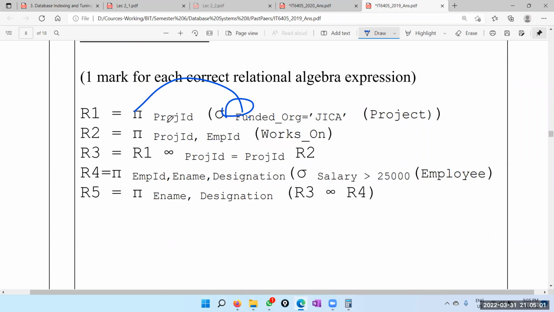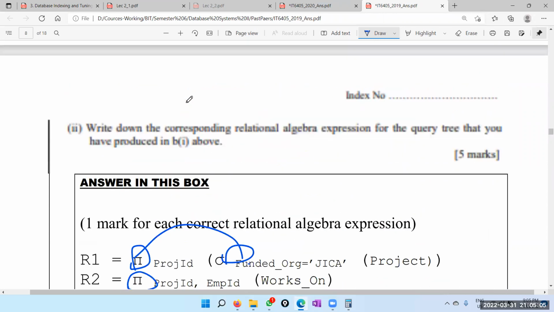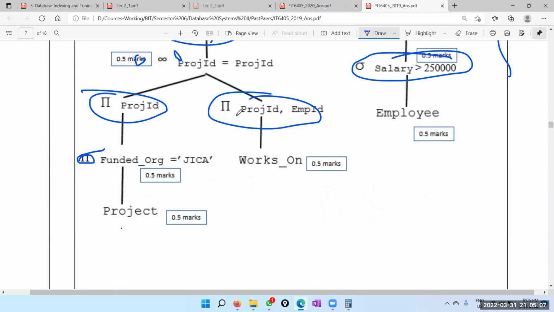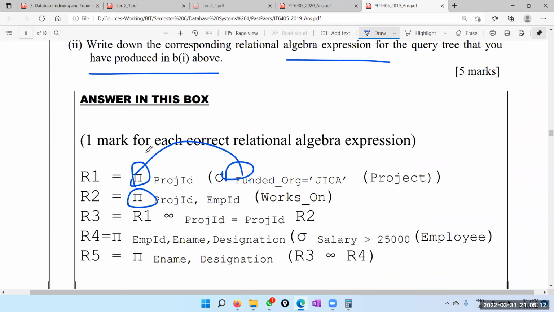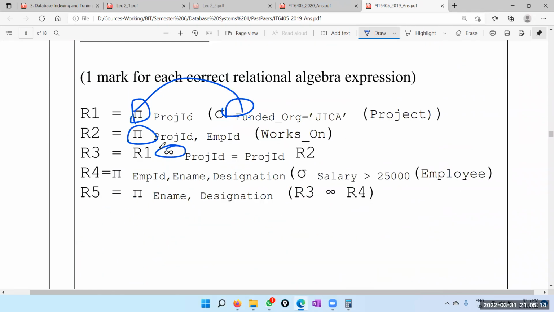First you do the sigma, then you do the pi. On the other side you just have to do the pi, no sigma, just the pi. Then those two you have to inner join. You can give them names like R1, because you shouldn't use the table name. Now you have that. Then from the other side, from the employee table, you do the sigma and then pi. Then those two you have to join again.